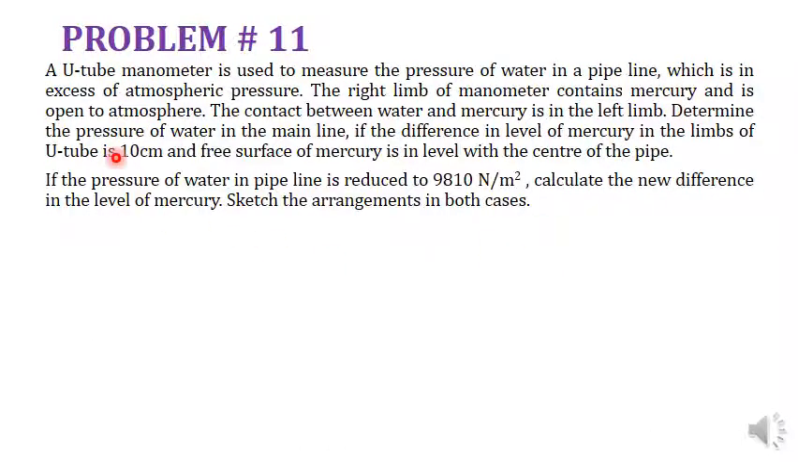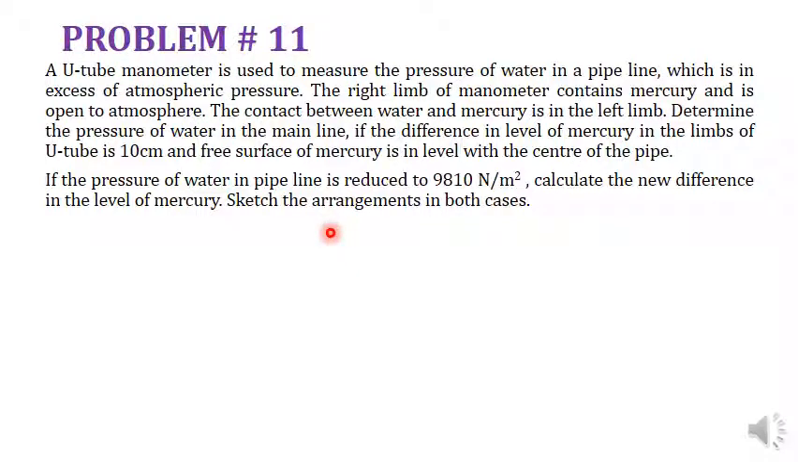Now problem number 11. A U-tube manometer is used to measure the pressure of the water in a pipeline which is in excess of the atmospheric pressure. The right limb of the manometer contains mercury and is open to the atmosphere. The contact between the water and the mercury is in the left limb. Determine the pressure of the water in the main line if the difference in the level of the mercury in the limbs of the U-tube is 10 centimeter and the free surface of the mercury is in level with the center of the pipe. If the pressure of the water in the pipeline is reduced to 9810 Newton per meter square, calculate the new difference in the level of the mercury. Sketch the arrangement in both of the cases.